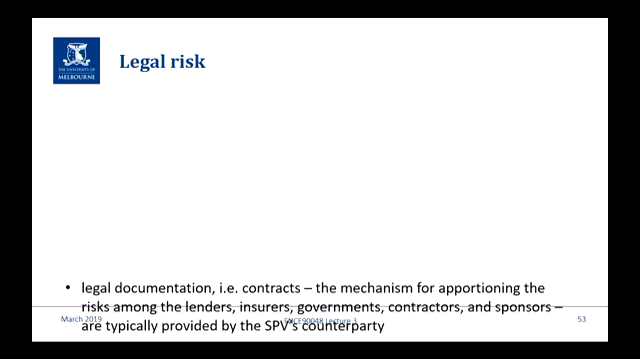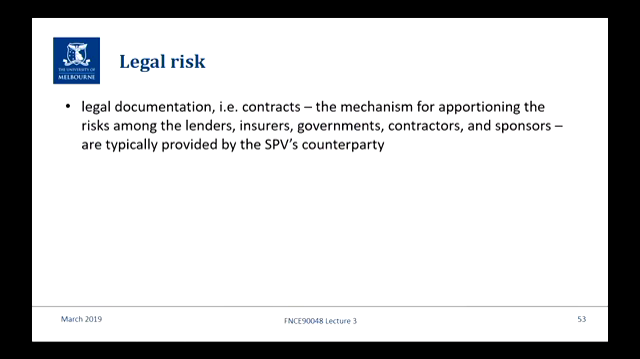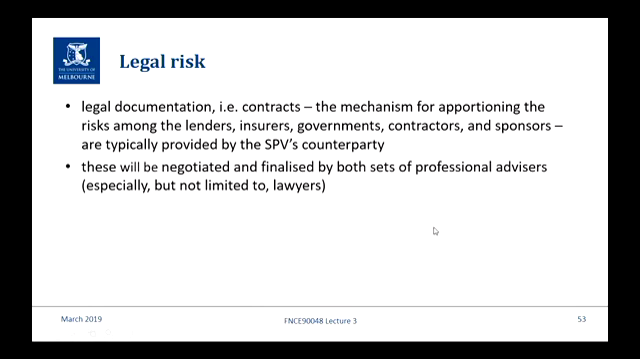The last one that relates to all phases is legal risk, and legal risk relates to the documentation, generally the contracts. And remember, the contracts are the mechanism for apportioning risk between the SPV and the counterparties. So the starting point is the SPV's counterparty. I'll talk about that more. The contracts given by the counterparty, I'll talk about that more next week.